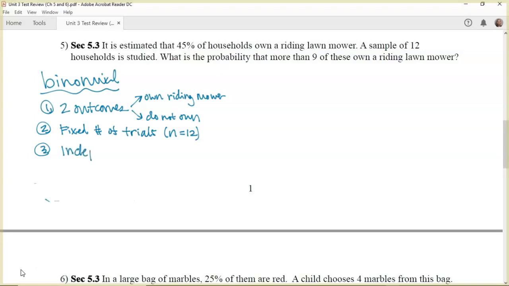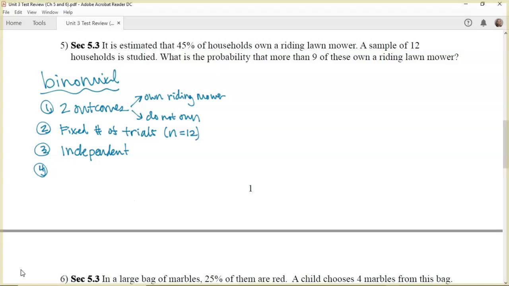And then independence. Are the households independent of each other? Well, in this particular situation, we are sampling without replacement, so from what we talked about before, you would think, oh, that could be dependent because we're selecting households and not putting them back. However, we are sampling less than 10% of the population. If 45% of all households have a riding lawnmower, and we're selecting 12 households from the population, then that's less than 10% of the population.